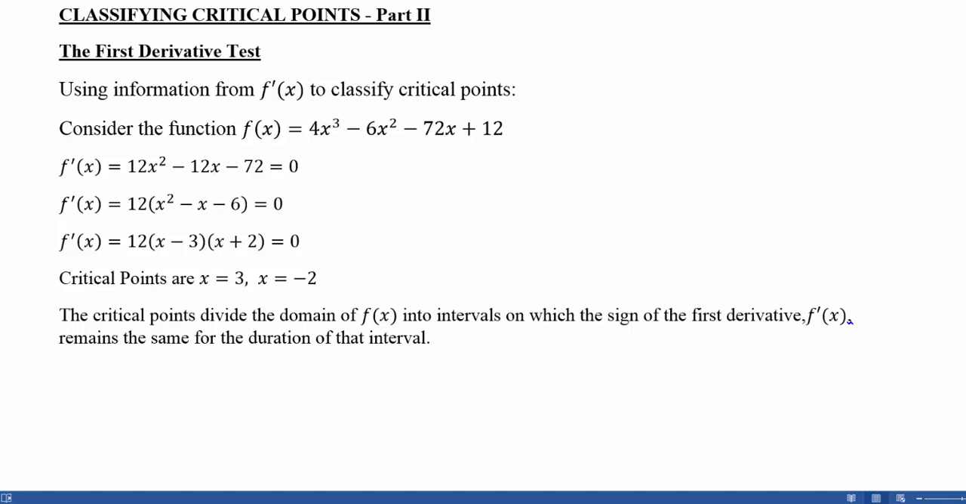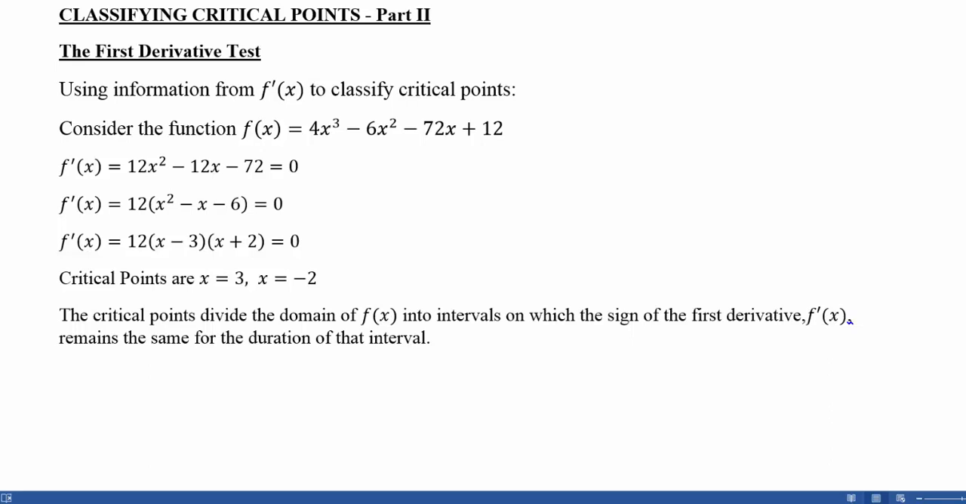Classifying critical points, part 2, using the first derivative test. So now that we know how to find critical points, we're looking at various ways on how to classify critical points. Sometimes we want to use the first derivative to classify our critical points, and we can do this using the first derivative test.